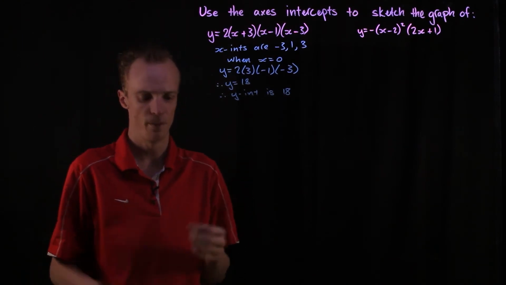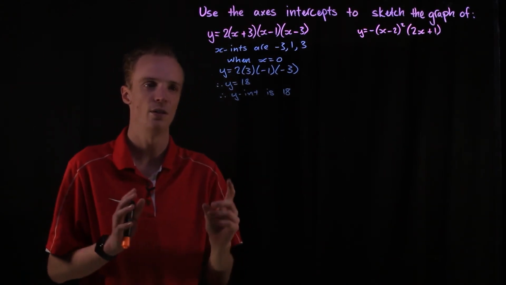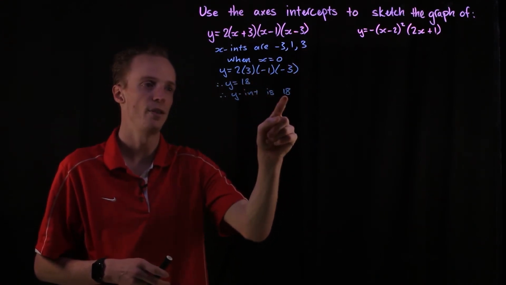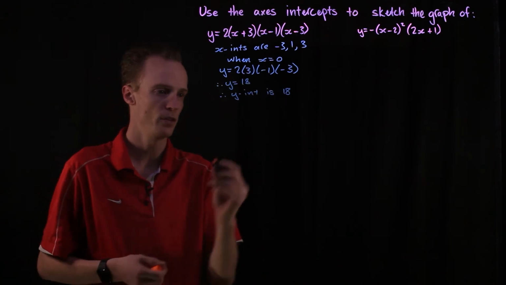So once I've got this information, what I want to do now is sketch this graph and indicate where these key points that I've found are on the graph. So let me just go ahead and do that.